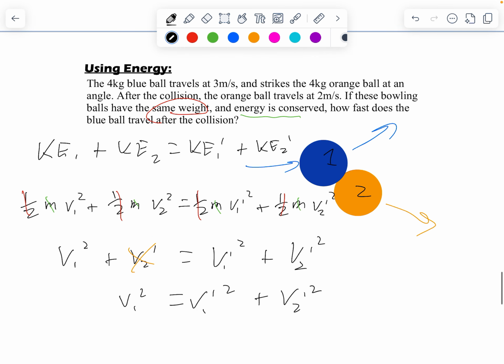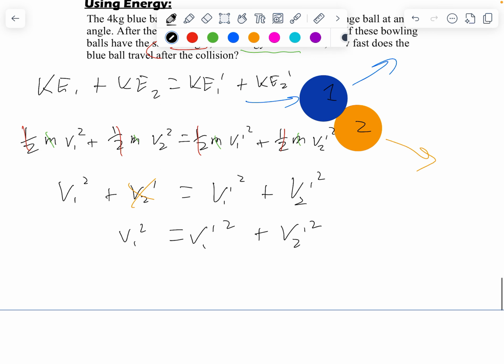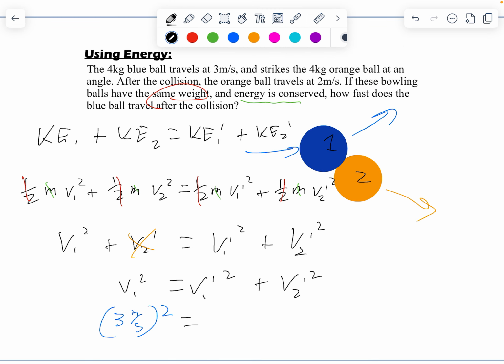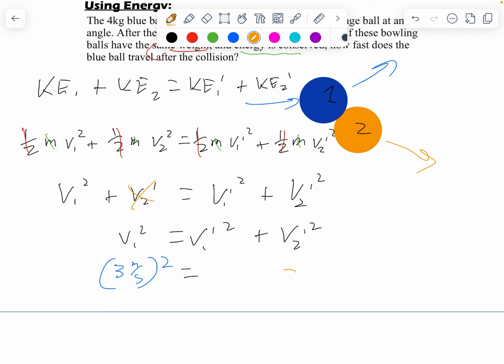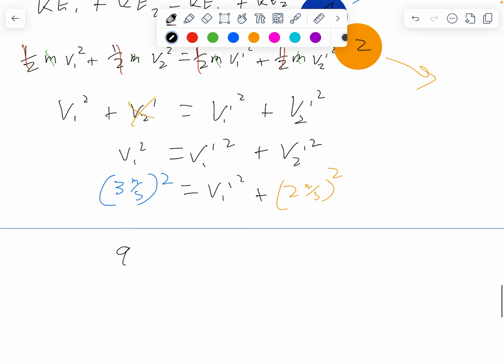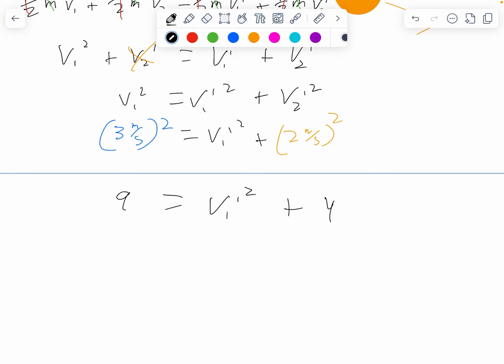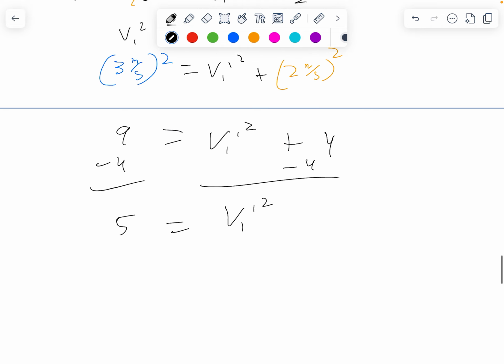So we've got all the information we need to solve now. The blue ball is going at 3 meters per second, so that's v1 squared. After the collision, it says here the orange ball goes at 2 meters per second. So then how fast does ball 1 go after? One equation, one unknown. We can solve this. So 3 squared, that's 9, is equal to v1 prime squared plus 2 squared, which is 4. I can do this. Subtract the 4 from the 9, and I get 5 is equal to v1 prime squared.